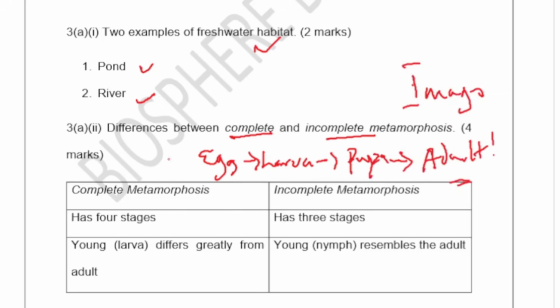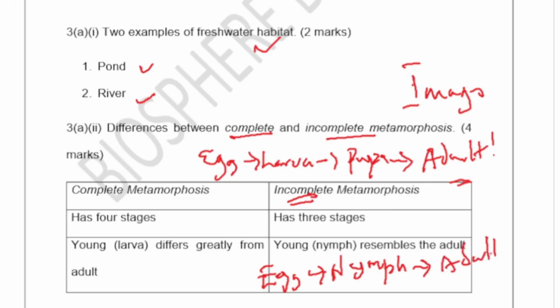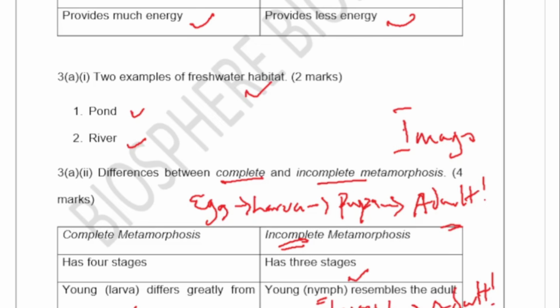That's the last stage. But the incomplete has 3 stages, and the 3 stages are the egg, the nymph, N-Y-M-P-H, and then the adult. So we see now that the second difference is that the young differs greatly from the adults, the larva. But in this case, the nymph resembles the adult. It's just that the nymph does not have reproductive structures, and if it's a winged insect, it doesn't have wings. Exactly. So please pay attention to that. So that's how to answer that question.